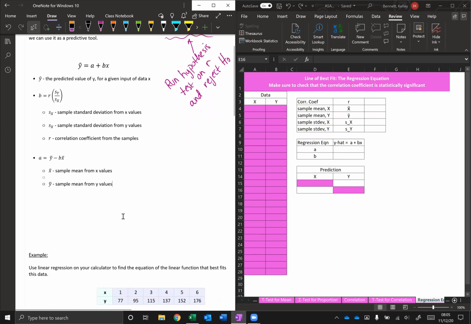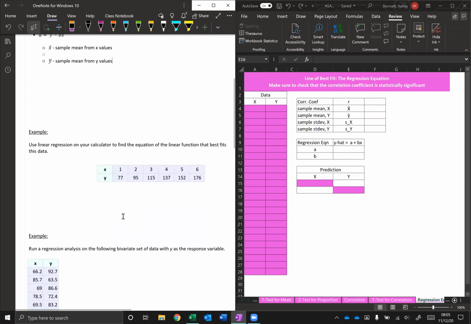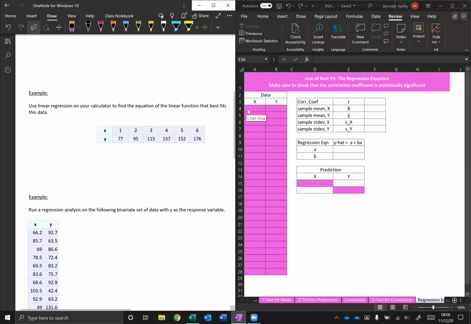Let's look at an example to see how this is going to work. Let's use a linear regression on our calculator, which for us is Excel, to find the equation of the linear function that best fits this data. Without checking, let's put our data in here and see what we get for our line, and then we'll go back and check to see if the correlation is statistically significant.